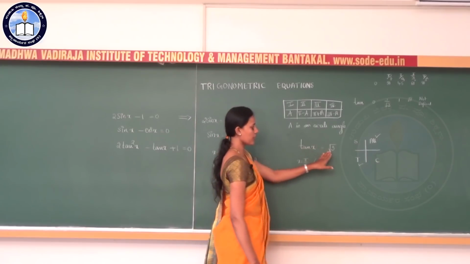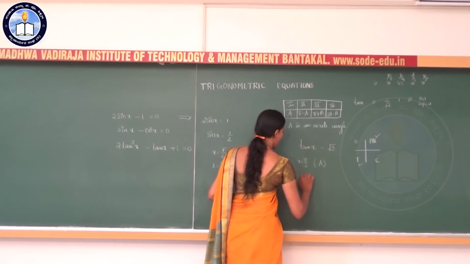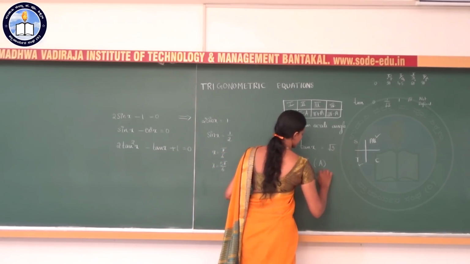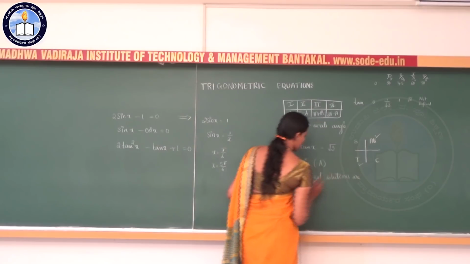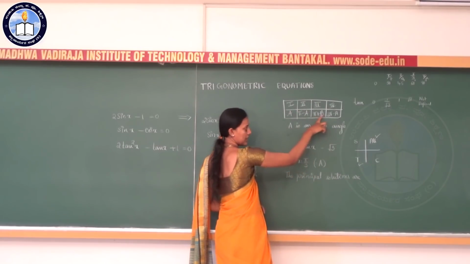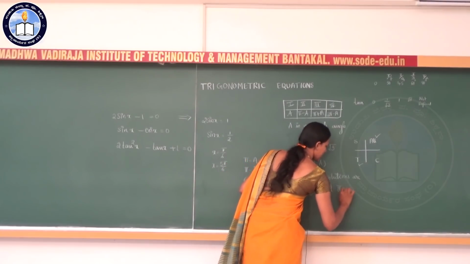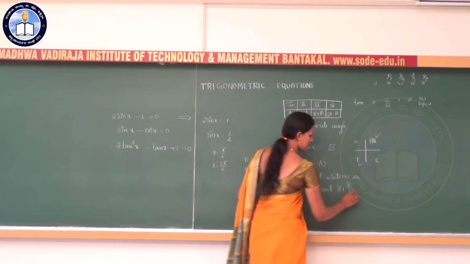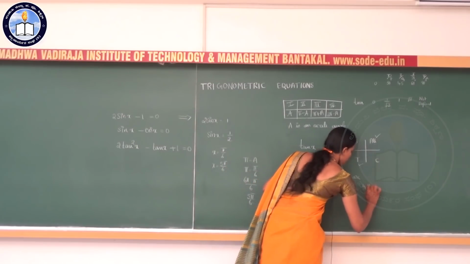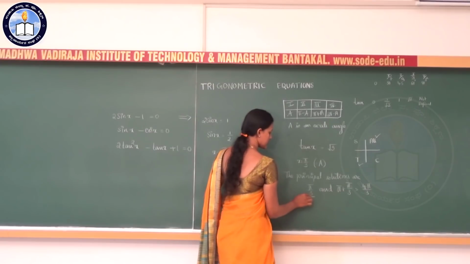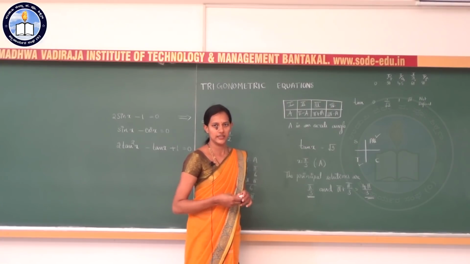Now since tan is positive in the first and third quadrant, the principal solutions are A and pi plus A. So pi by 3 and pi plus pi by 3. Pi plus pi by 3 we need to simplify. It is 3 pi plus pi, so 4 pi by 3. So the principal solutions are pi by 3 and 4 pi by 3.